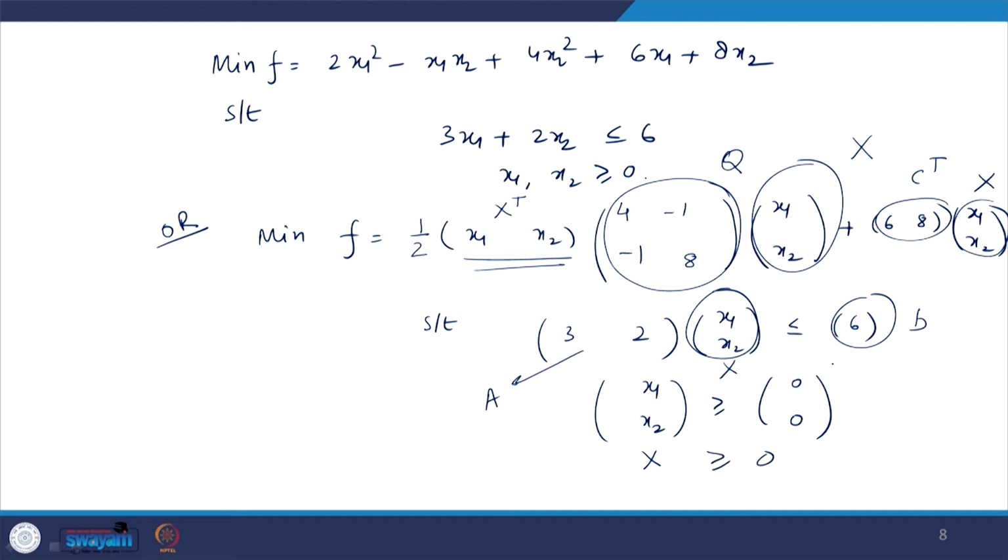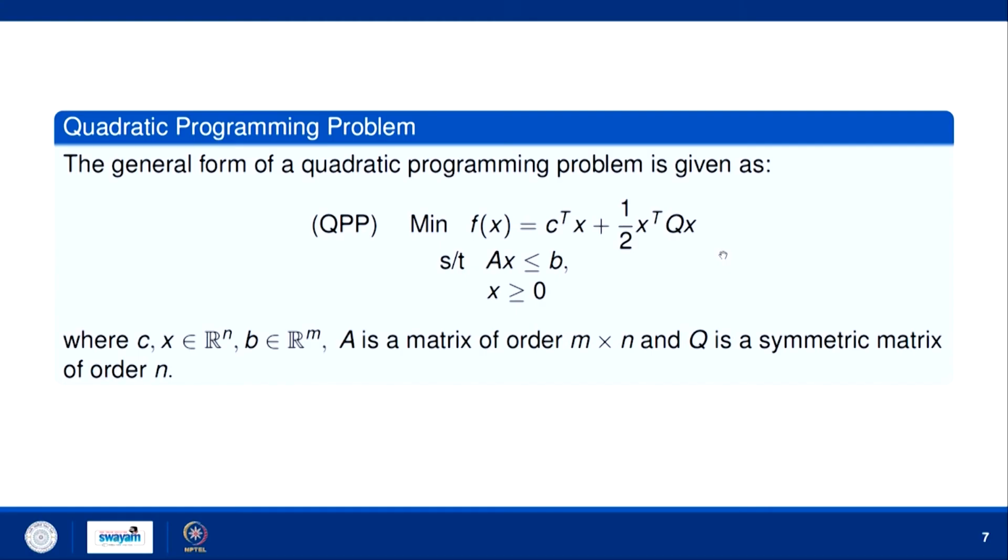So, what I want to illustrate is that any problem of this type, having a quadratic objective function subject to linear constraints, can be written in this format: C transpose x plus half of x transpose Q x subject to A x less than or equal to B, x greater than or equal to 0.